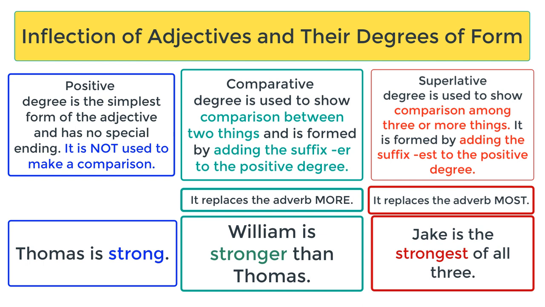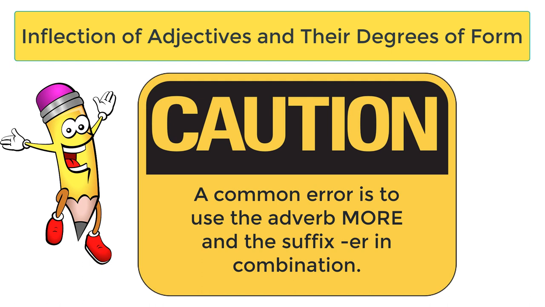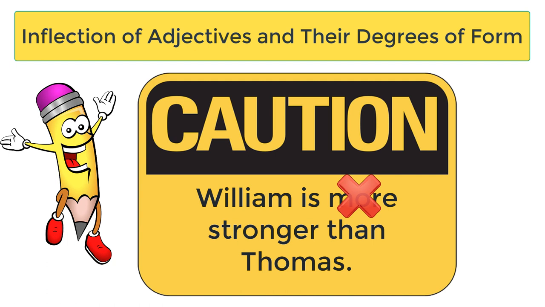A word of caution. A common error is to use the adverb more and the suffix er in combination. This is grammatically incorrect and must be avoided. Therefore, you should never say, William is more stronger than Thomas. That is an error of double comparison, and it must be avoided.